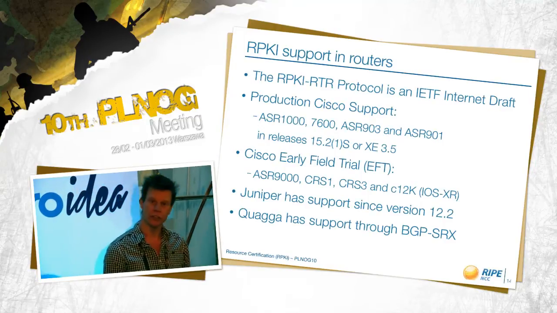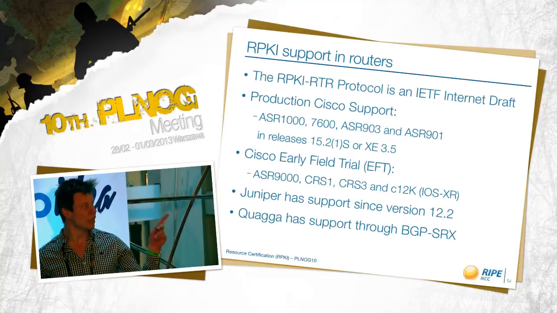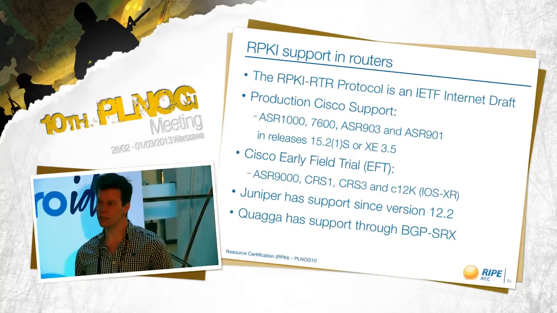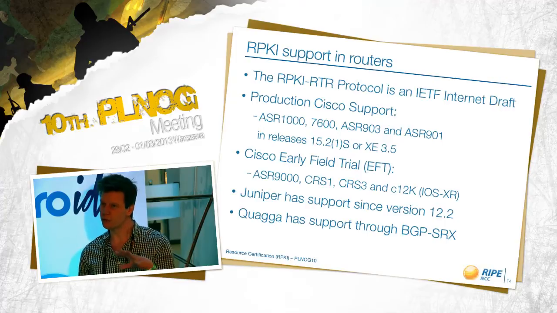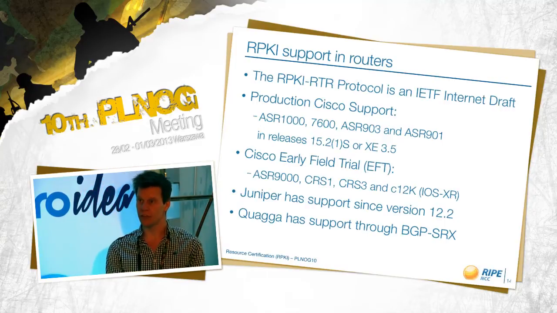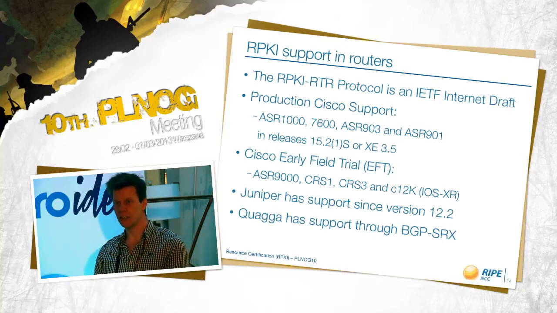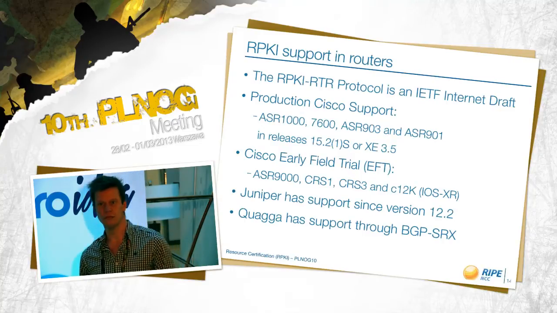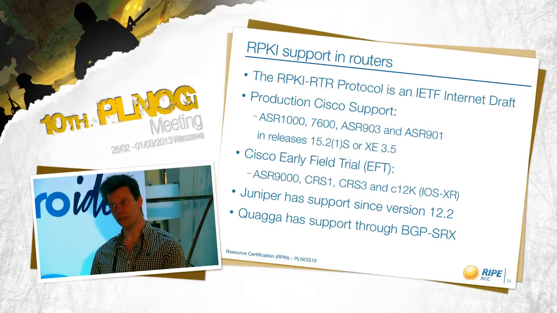Juniper has had production support since 12.2, and Quagga has support in BGP-SRX, secure routing extensions. So this allows for the same configuration in a Quagga environment. These are the only manufacturers that have it set up. So no Brocade, no Alcatel-Lucent, no other vendors. They're sort of waiting to see whether this is going to fly.